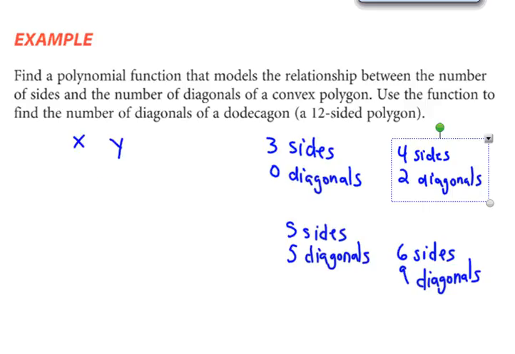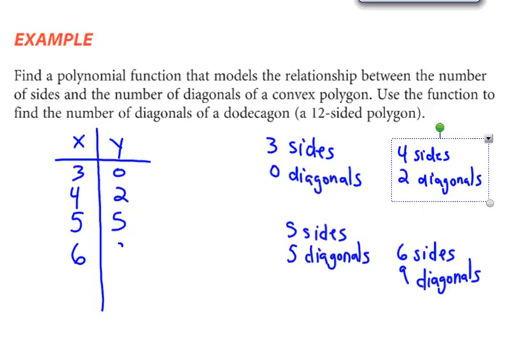X, Y. We have 3 sides, 0 diagonals. We have 5 sides. We have 5 diagonals. We have 6 sides. We have 9 diagonals. And if we kept going, we could see that 7 sides, a heptagon, has 14 diagonals, and an octagon with 8 sides has 20 diagonals. So this just gives us a couple more points to use.